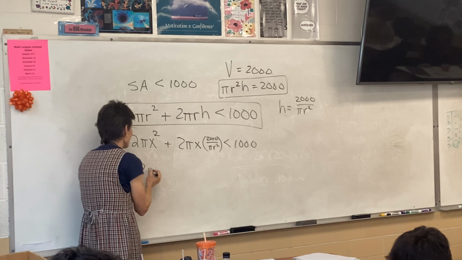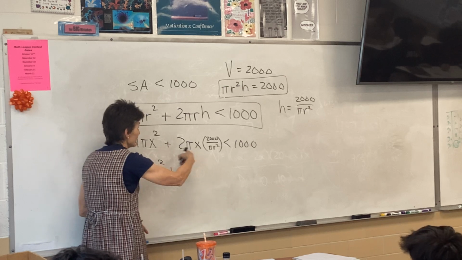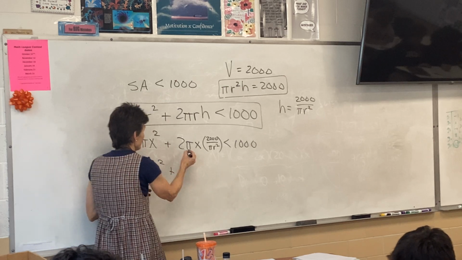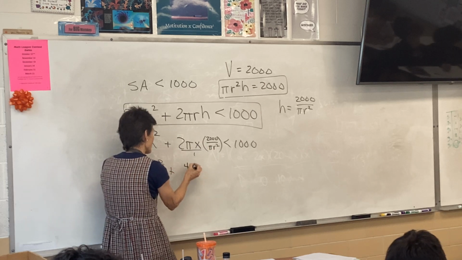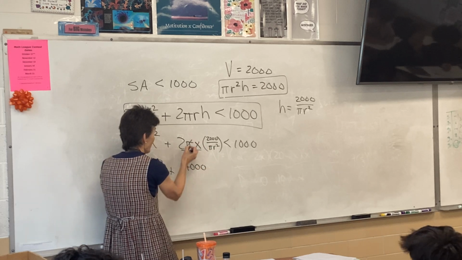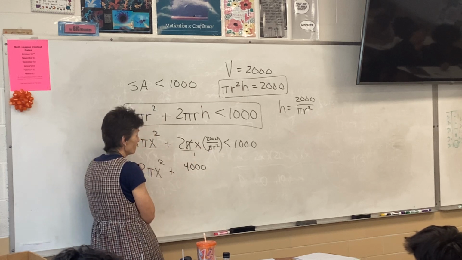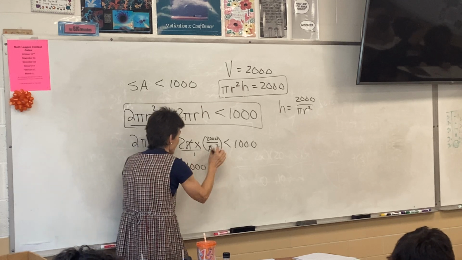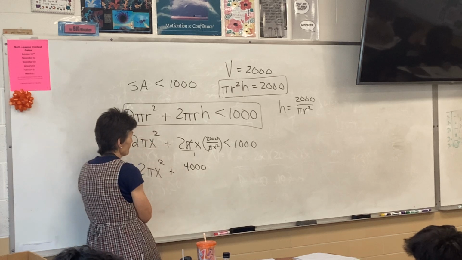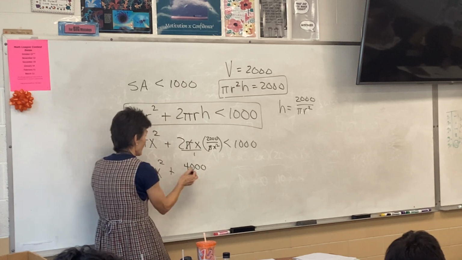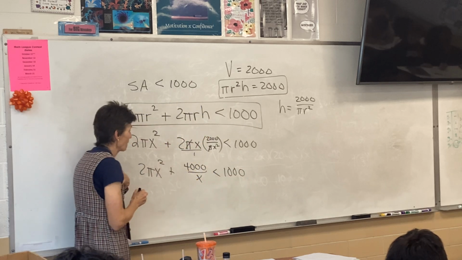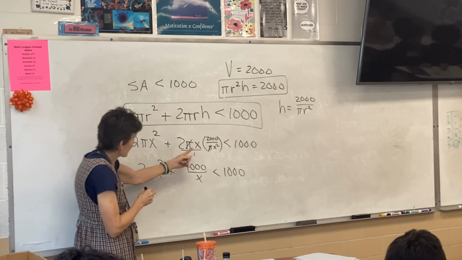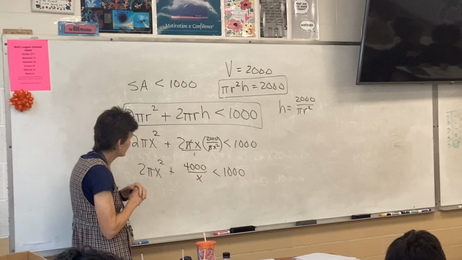So I have 2 pi x squared. Let's clean this up a little bit. This is a multiply. That's going to be 4,000. The pi's are actually going to cancel there. Oh, and that's supposed to be an x, sorry. My r was an x. 4,000 over x. I think that's all that's left, 4,000 over x, because that x will cancel into that one.